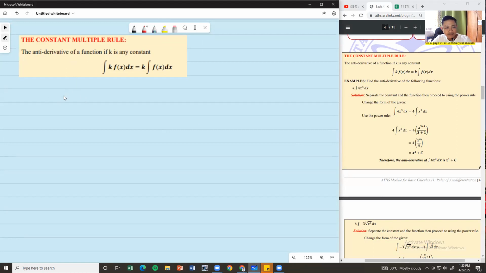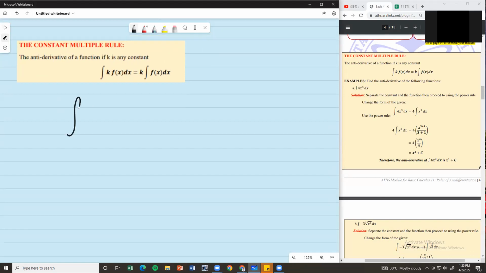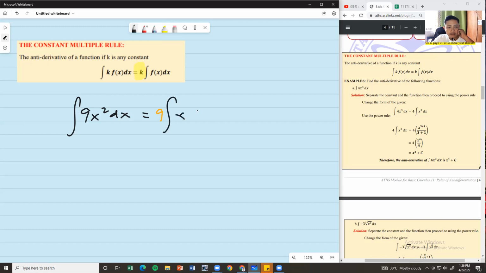Let's have it. So for example, we have the integral of 9x squared dx. Ayan. So, how do we do this? It says here, look at this. We have to separate the k and put it outside our integral sign. Why? Ibig sabihin, it will just be waiting for its value na pwedeng i-divide sa kanya. So this will become, let me change the color. This will become 9 and then retain the rest, the integral of x squared dx.